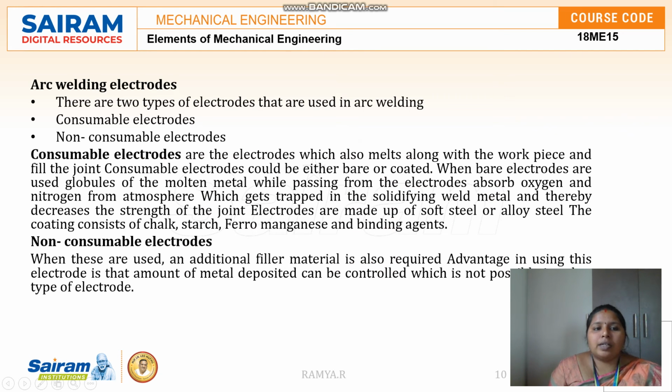In arc welding, there are two types of electrodes used. One is a consumable electrode and the other one is a non-consumable electrode. Consumable electrode means it will be used as a base metal. That electrode will be melted and it helps in creating the joint. Whereas a non-consumable electrode creates a joint but not by melting itself. So these are the two types of electrodes that are used for arc welding.